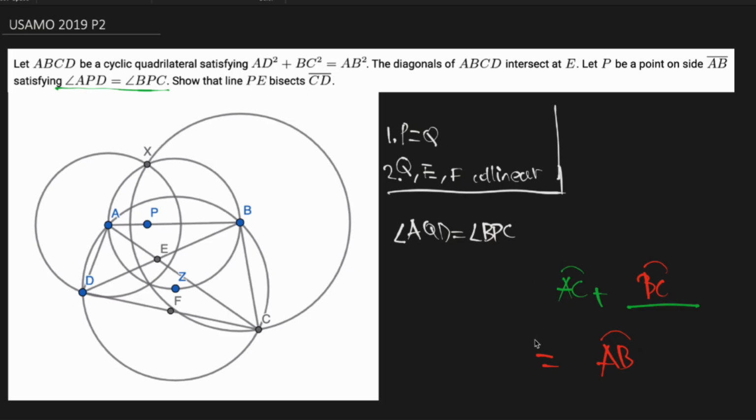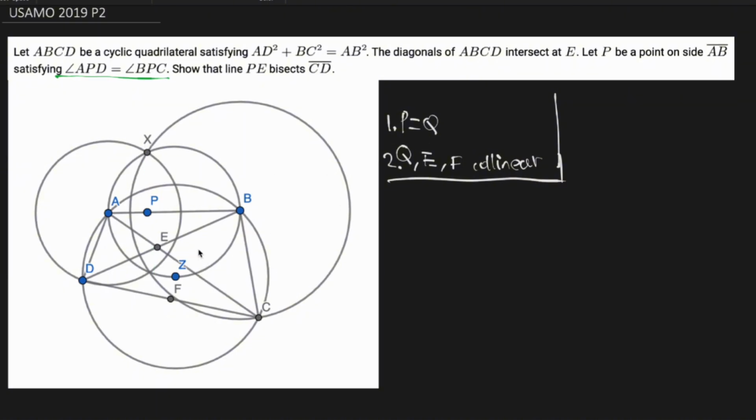So we can now move on to the second step because we've proved the first one, which is to prove that QEF are collinear. Since we proved P equals Q, I'll just use point P from now on. We know that P lies on this line, and I just won't need Q anymore. We want to prove that P, E, F are collinear. So how do we do that? Well, we know F is the midpoint, and one way we can make use of the midpoint condition is the fact that DF equals FC.